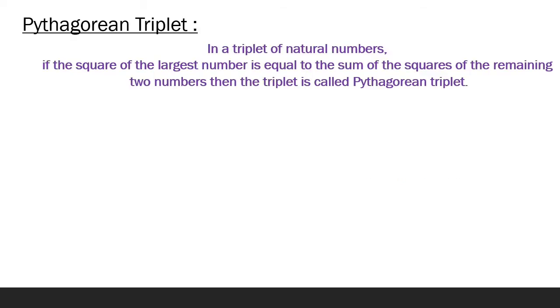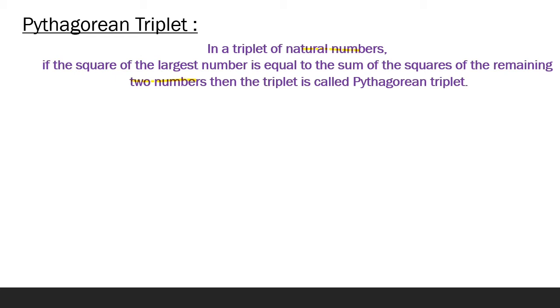Next is Pythagorean triplet. So let us see what a Pythagorean triplet is. The definition is: in a triplet of natural numbers, if the square of the largest number is equal to the sum of the squares of the remaining two numbers, then the triplet is called a Pythagorean triplet.